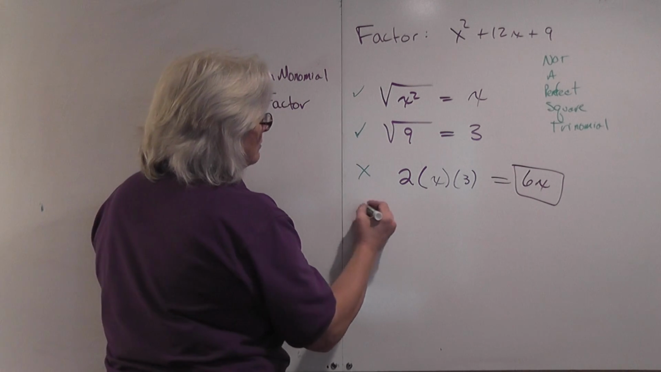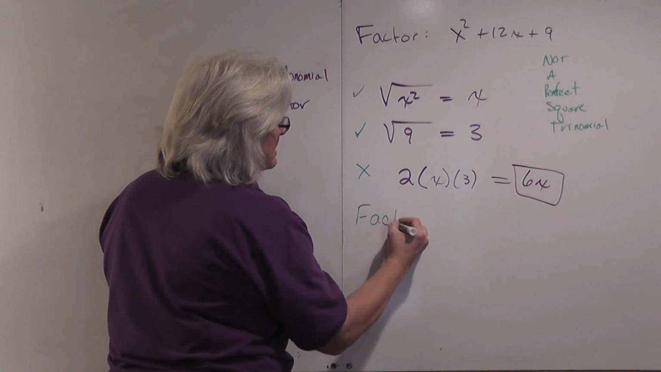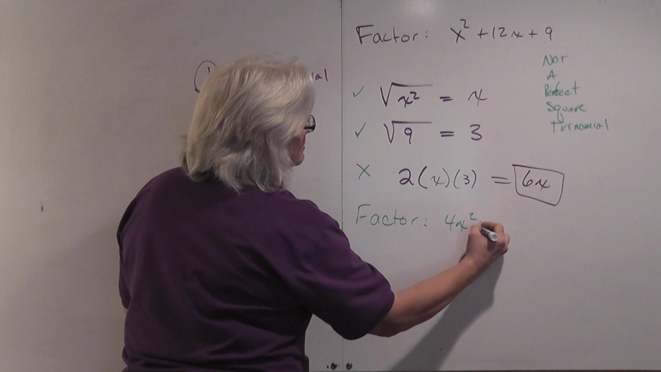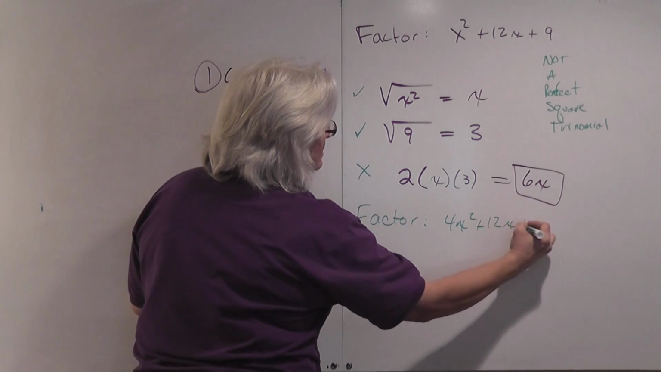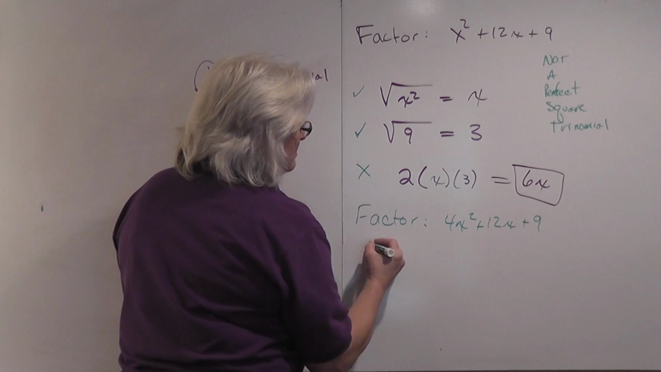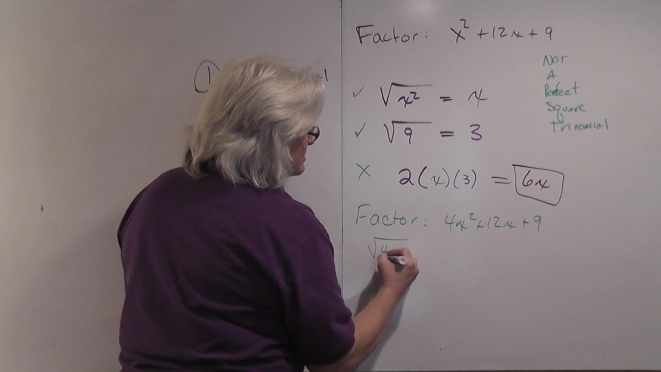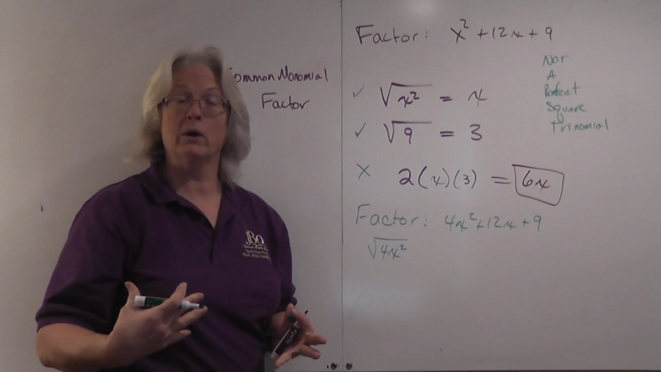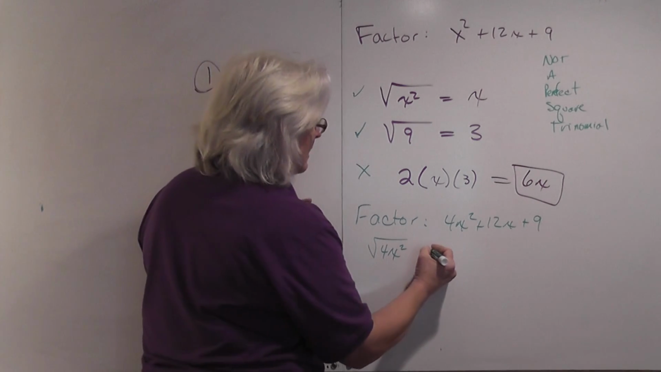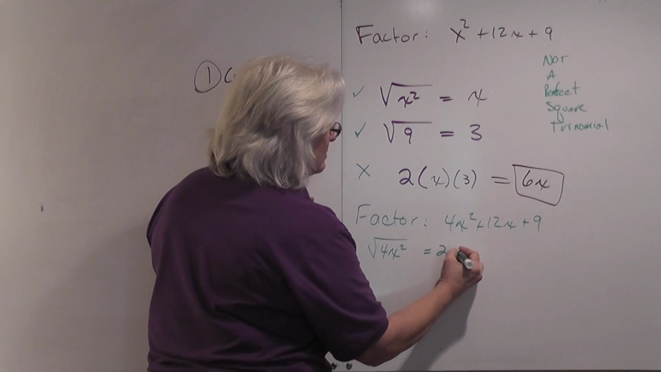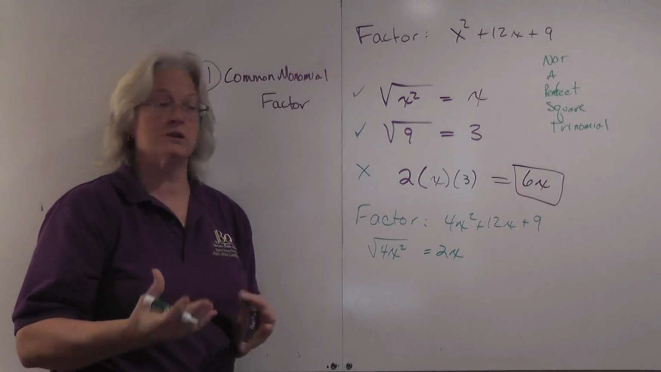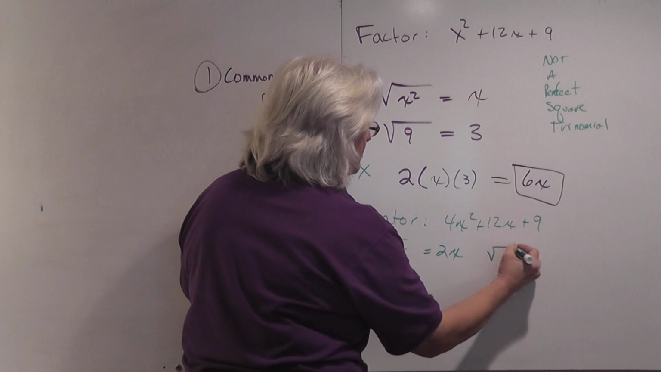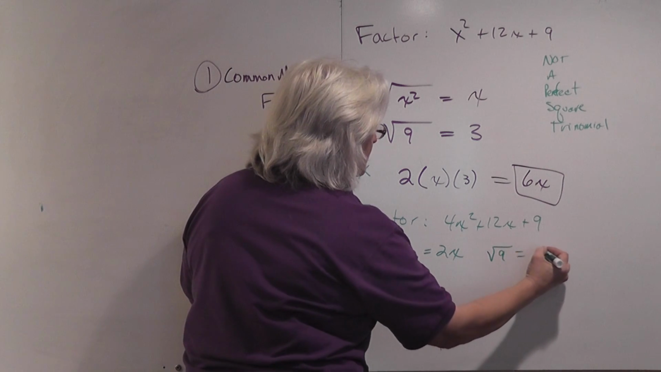However, what the problem actually said was factor 4x squared plus 12x plus 9. Now, when we take the square root of the first term, the square root of 4x squared is 2x. 2x times 2x gives us 4x squared. Again, the square root of 9 is equal to 3.